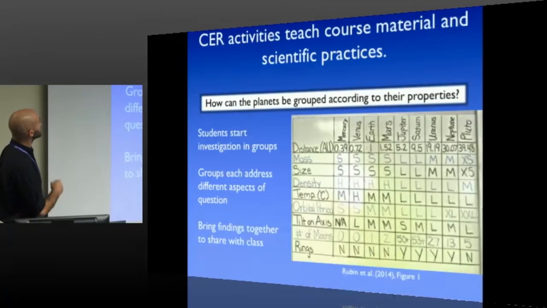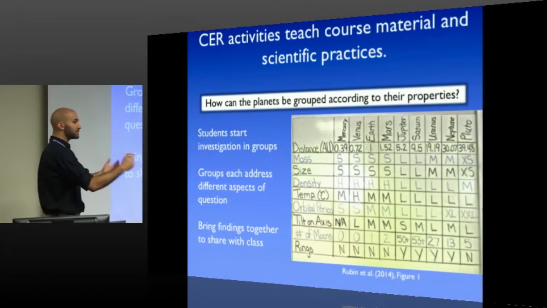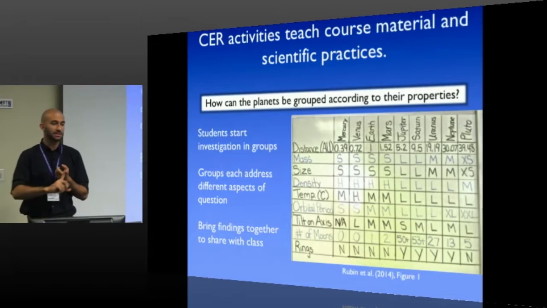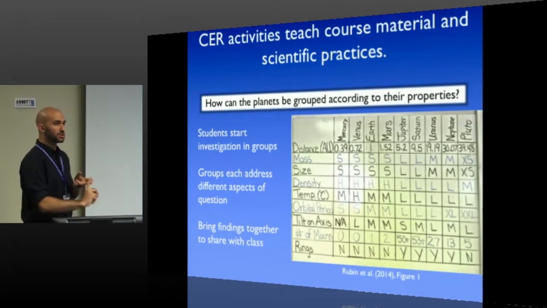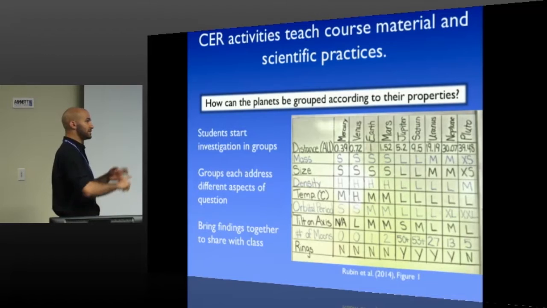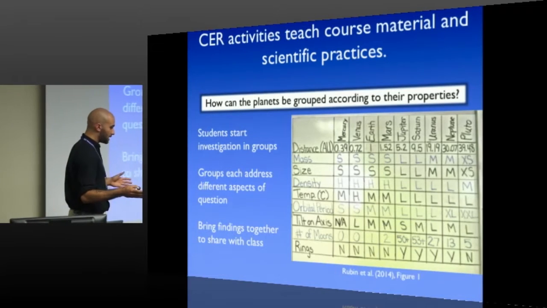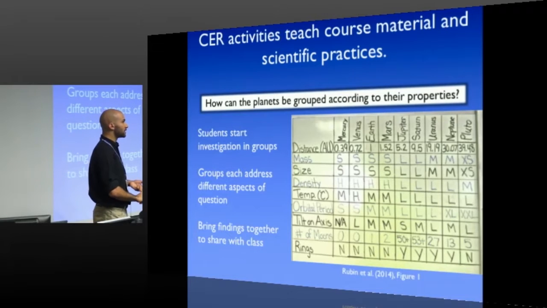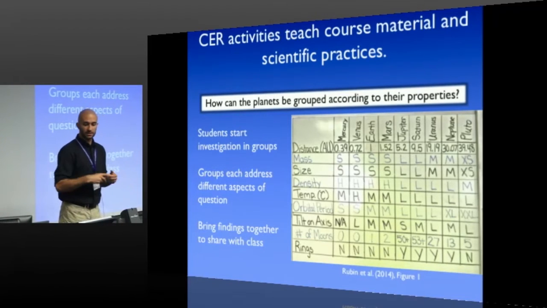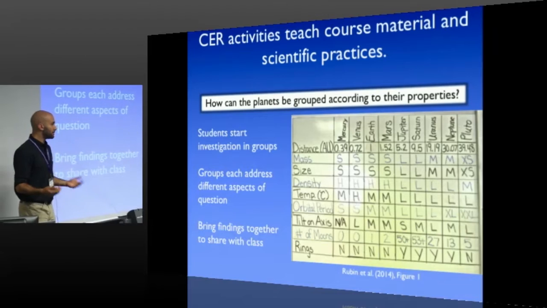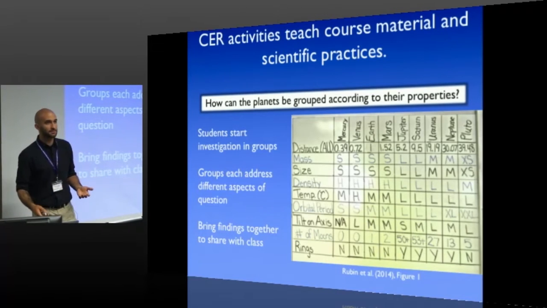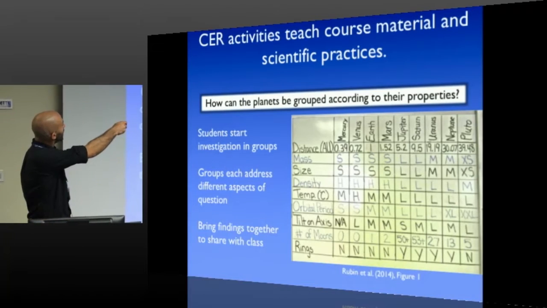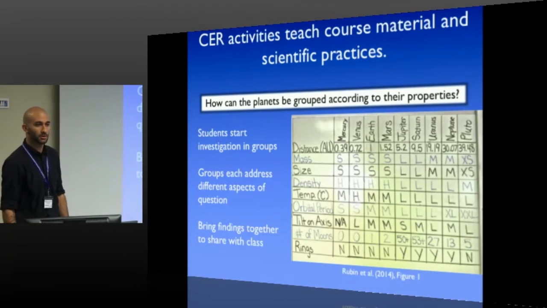So the activities themselves. The claims evidence reasoning framework, essentially, we're using it because it, one, teaches course material, and two, teaches the scientific practice. And both of these are incredibly important, in large part because we're targeting this at the middle school, high school audience, where a lot of the material that has to be covered and standards that have to be met are governed by NGSS. And NGSS actually puts huge emphasis on this scientific practices part.